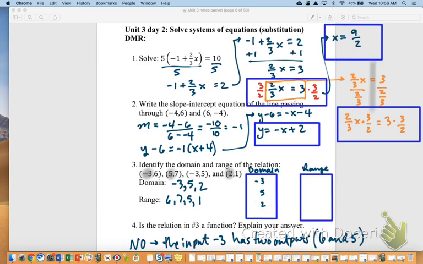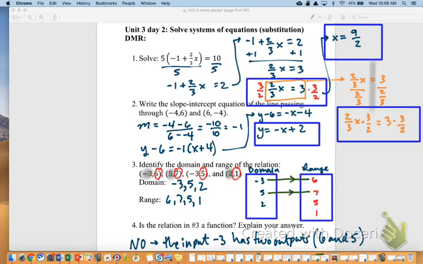Okay. Now the range is the y's. So the range is, how do I want to do this? I'll go 6, 7, 5, and 1. And those are just my y values, 6, 7, 5, and 1. And then what I'm going to do is I'm going to try to draw like a mapping, right? So I would say, doesn't the -3 have an output of 6? Right? The output for -3 is 6. And then the output for 5 is 7.